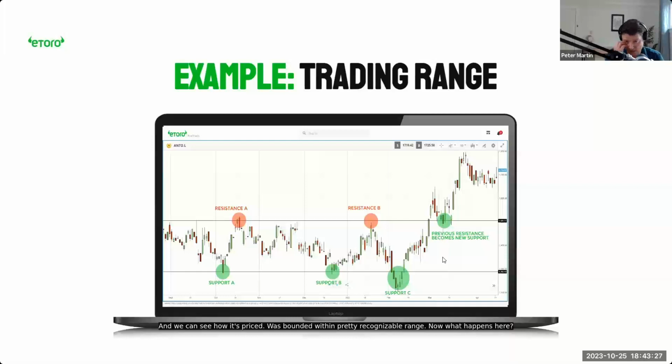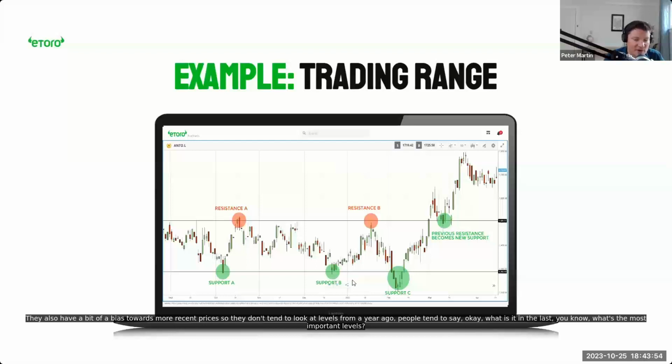Now, because of that human tendency that we zone out on lots of numbers, it still plays a part to a degree when we're looking at price charts. What people tend to do is attribute an almost irrational amount of weight to certain things. They lock on to certain levels, and those levels are the support and resistance levels. They also have a bias towards more recent prices. So they don't tend to look at levels from a year ago. People tend to say, what are the most important levels recently?